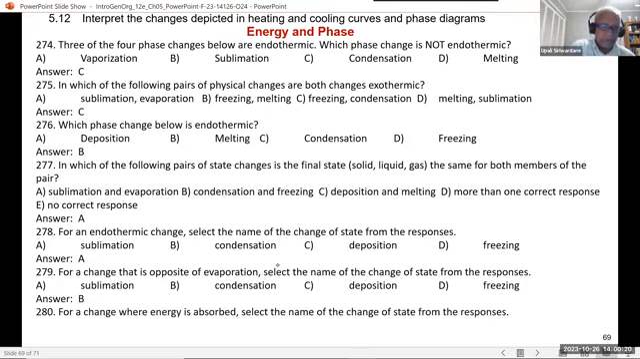For a change where energy is absorbed, select the name of the change from the following. Energy is absorbed, that means endothermic. Sublimation is endothermic. Condensation is exothermic. Deposition is exothermic. Freezing is exothermic. Sublimation is the correct answer.